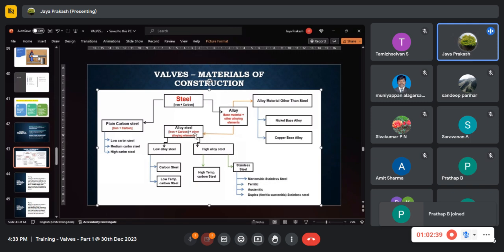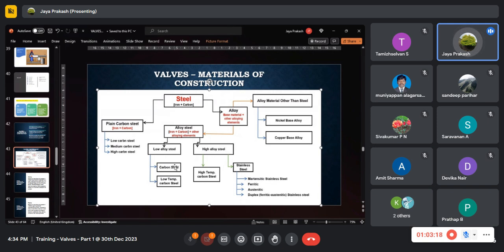Alloy steel is steel mixed with alloy materials like manganese, chromium, moly, and other alloy materials. Based on the mixing percentage, we have different materials. What is low alloy steel? If the total alloy percentage is less than 8%, that is called low alloy steel. If it is more than 8%, it is high alloy steel.